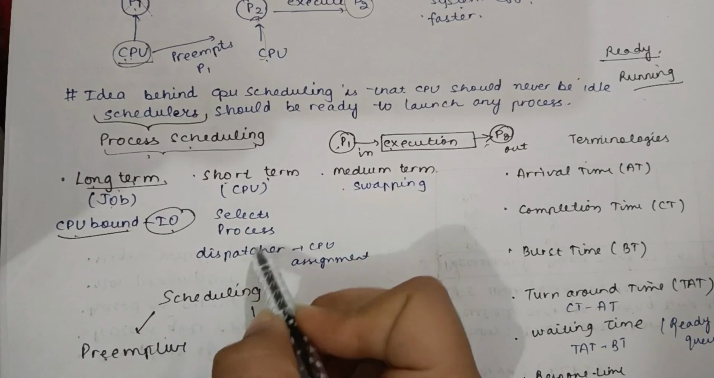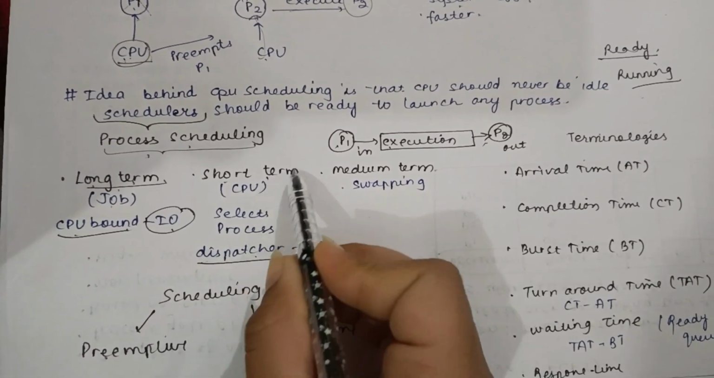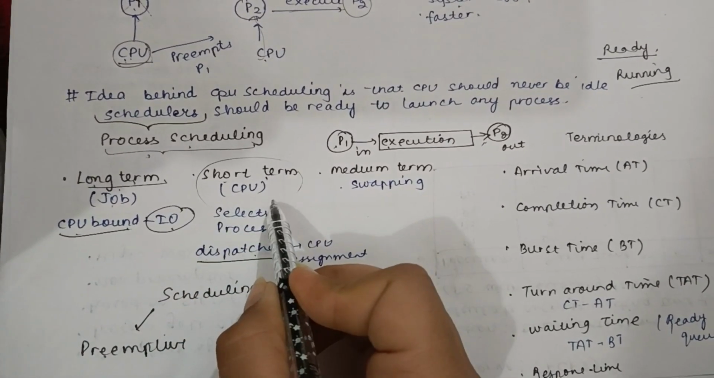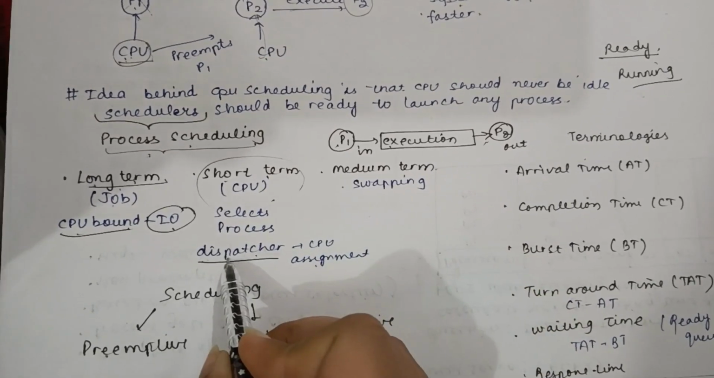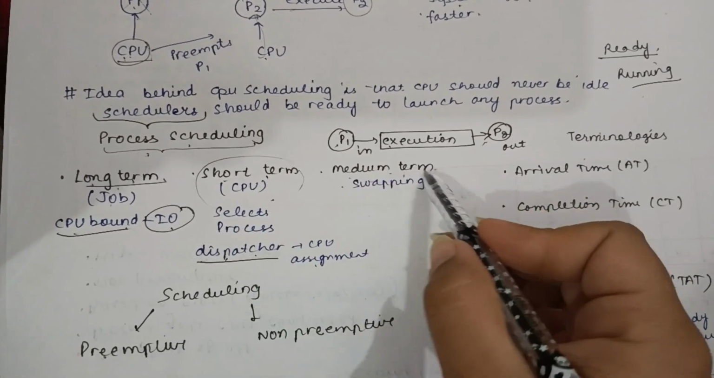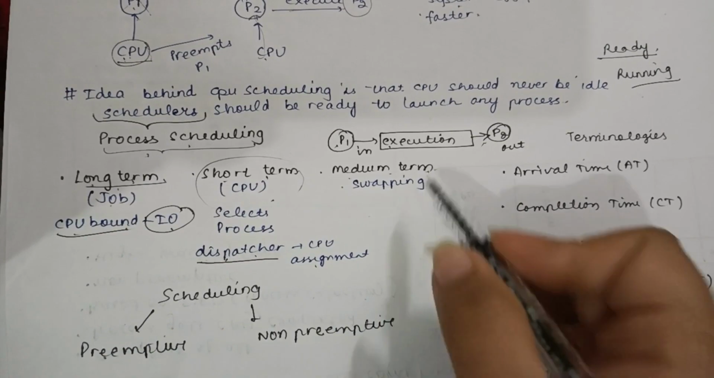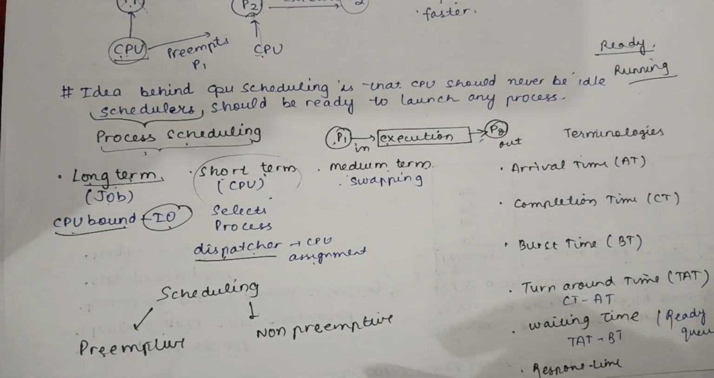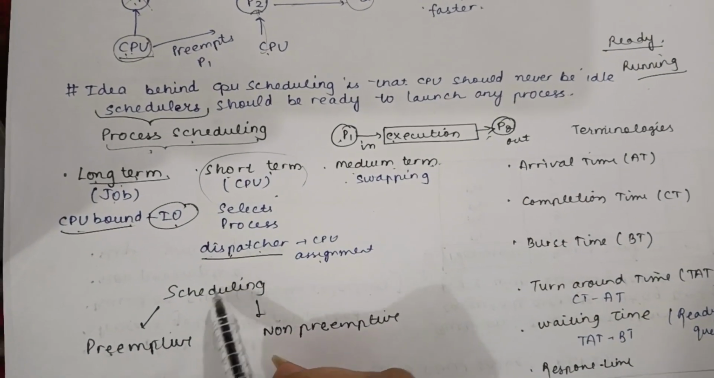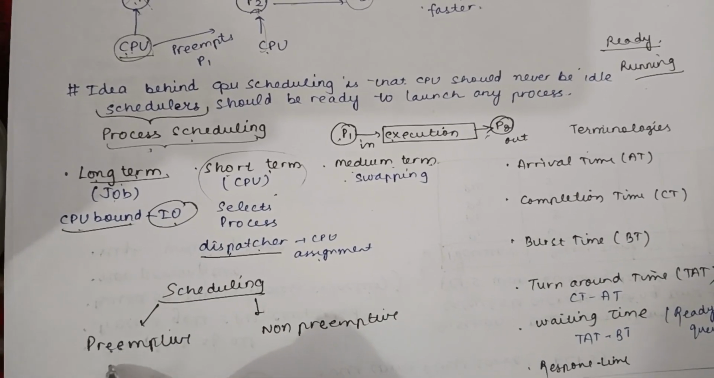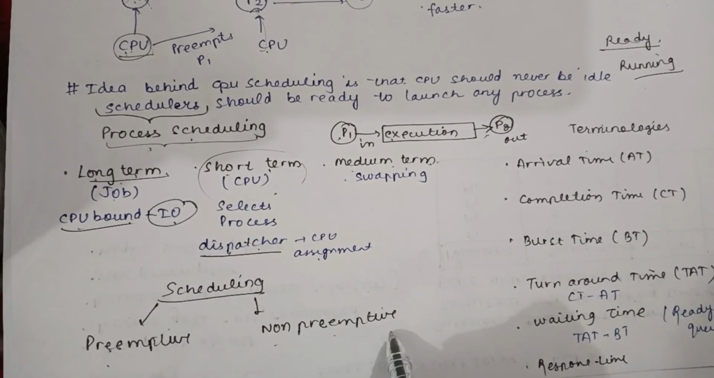And there is a term called dispatcher. The process that is selected by the scheduler is given the CPU by the dispatcher. And then we have the medium-term scheduler, which is used for swapping processes in and out. Afterwards, broadly, scheduling is of two types. The first one is preemptive scheduling and the second is non-preemptive.